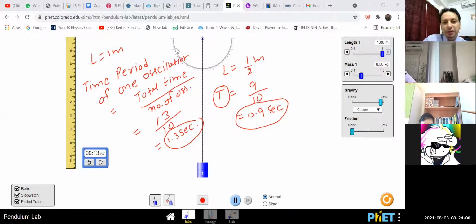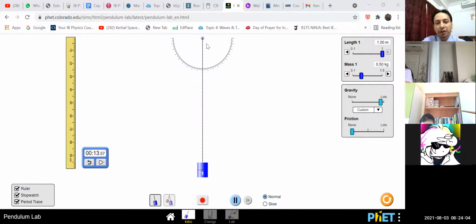Now, students, from this observation, we can conclude that there is a direct relation between the time period and the length of a pendulum. A direct relation means if we increase the length of the pendulum, the time period will also increase, meaning the pendulum will take longer to complete one oscillation.